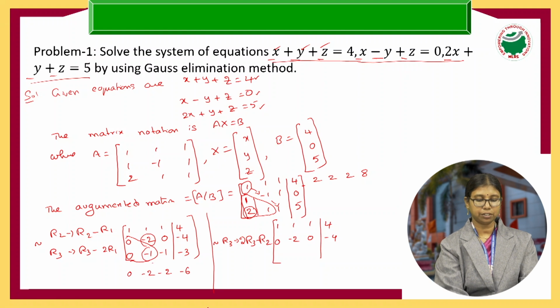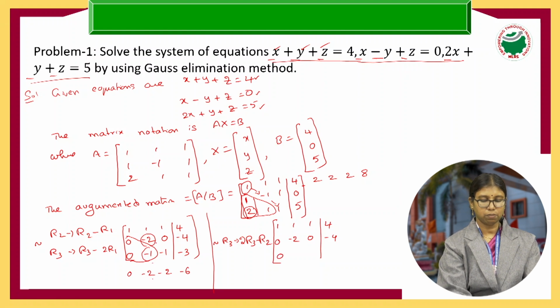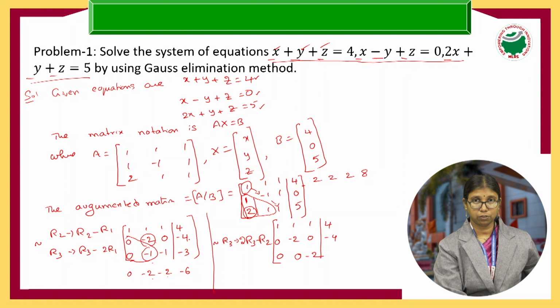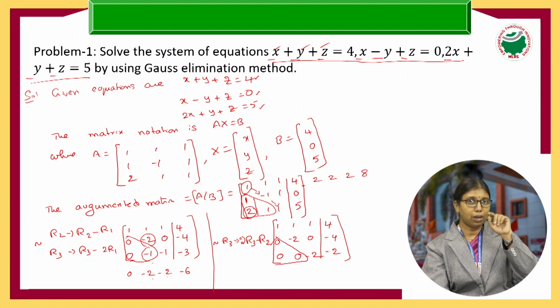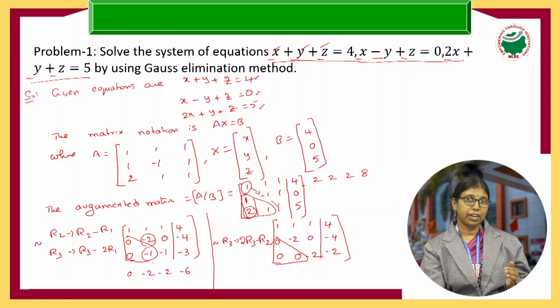Now subtract from R2, 0 minus 0 is 0. Minus 2 minus minus 2 is again 0. Minus 2 minus 0 is minus 2. Minus 6 minus of minus 4 means plus 4. Minus 6 plus 4 is minus 2. So we got upper triangular matrix. We converted the given matrix to upper triangular form. Now what we have to do?